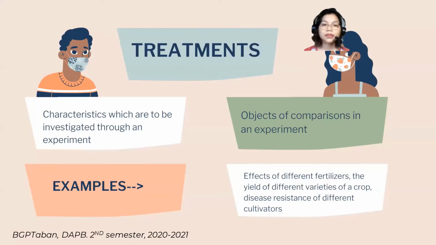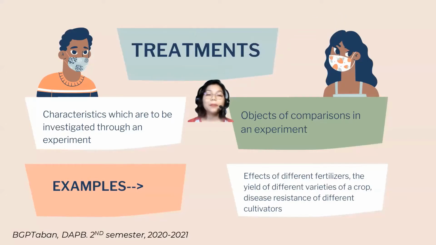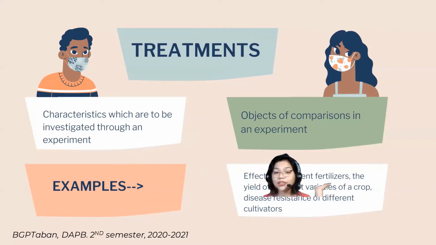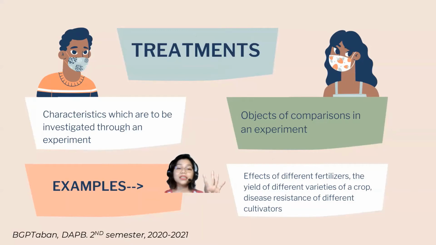How about the treatments? So the treatments are characteristics which are to be investigated through an experiment, and they serve as the objects of comparison in an experiment. So we have examples, effects of different fertilizers. For example, you have four kinds of fertilizer. It could be organic, it could be muriate of potash, it could be a complete fertilizer, or it could be ammonium sulfate, or it could be different levels of fertilizer.